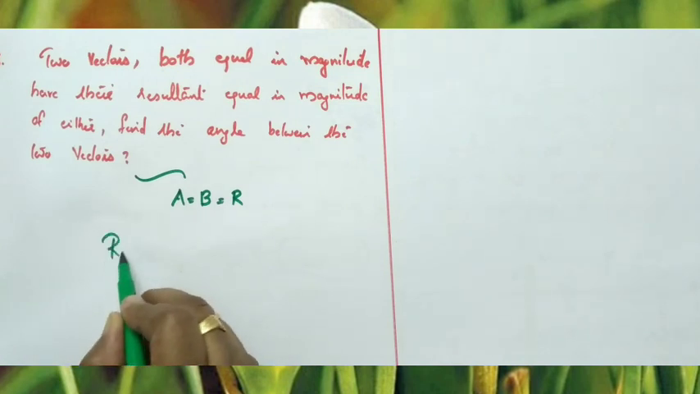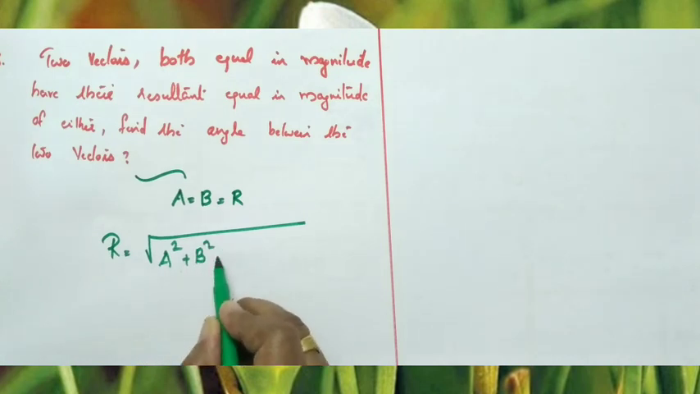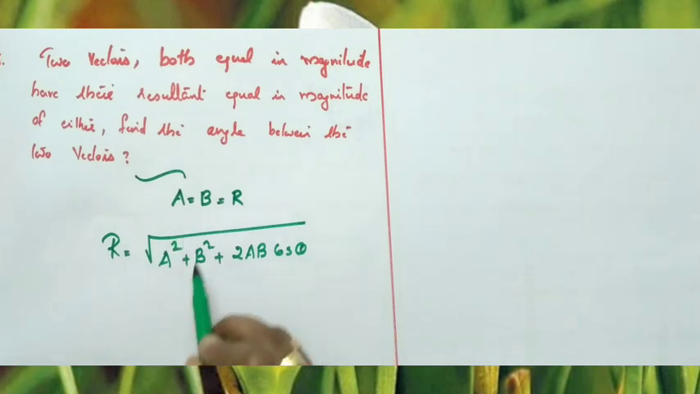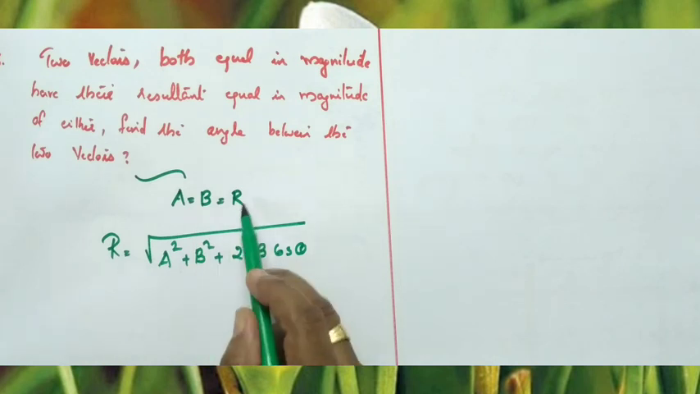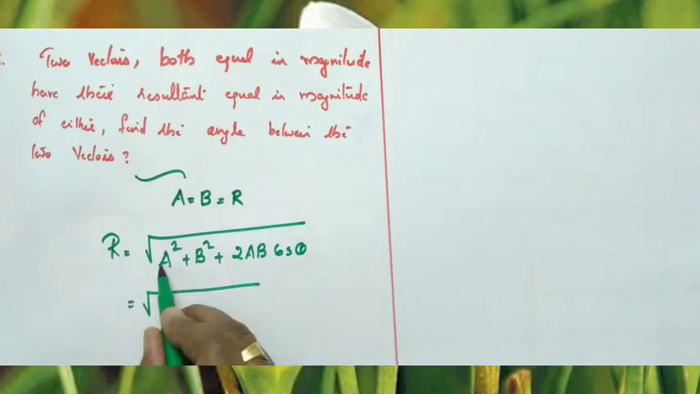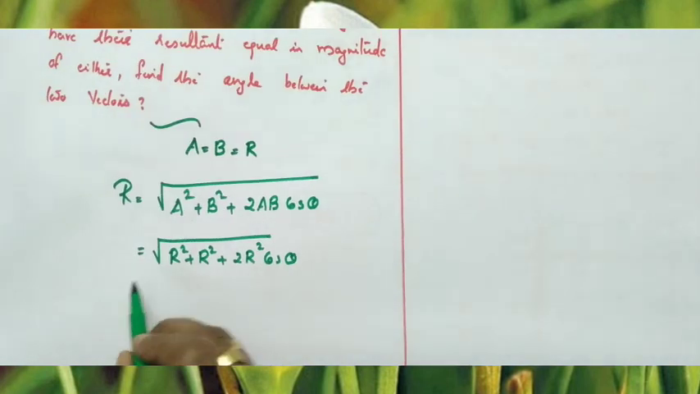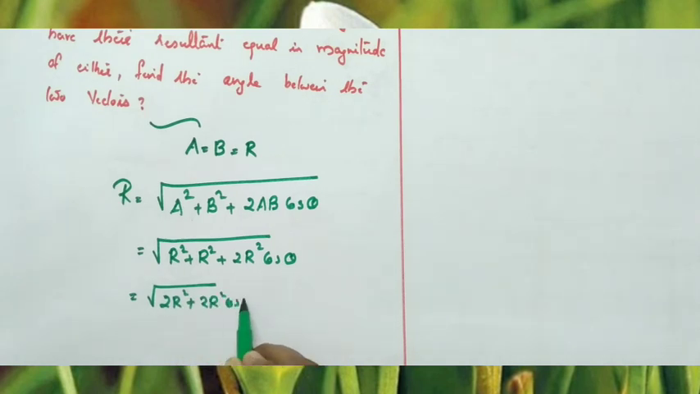Clear? So, we have the resultant formula: root of A square plus B square plus 2AB cos theta. A, B and R are equal, so we can write A is equal to R, B is equal to R. So, we can write root of R square plus R square plus 2R square cos theta. Clear? Is equal to R.